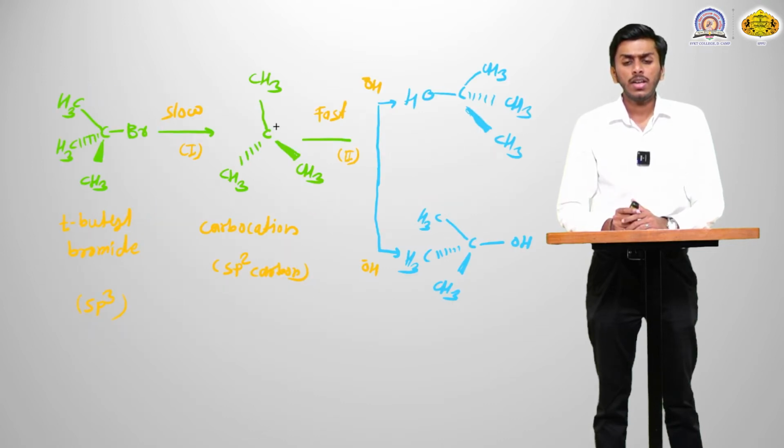Here in this image we can see the mechanism of the corresponding reaction. Tertiary butyl bromide loses bromide as a leaving group, leaving behind an sp2 hybrid carbon of the carbocation, which is planar, and the nucleophile OH- can attack from the front side as well as from the back side, giving us two enantiomers.